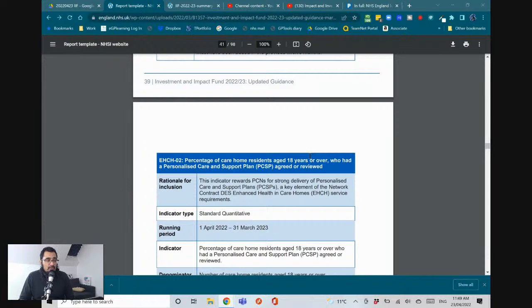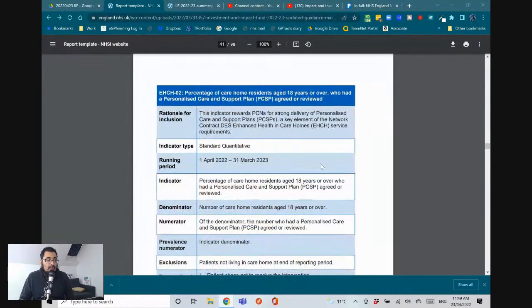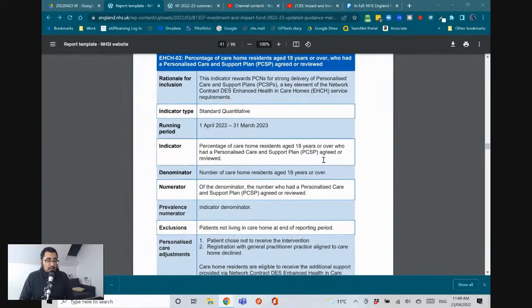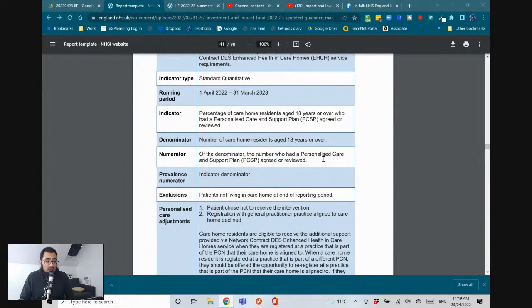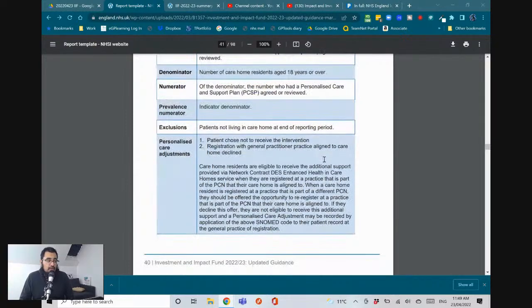EHCH02, percentage of care home residents aged 18 or over who have a personalised care support plan. So again, this is another standard quantitative indicator for this financial year, and the number of care home residents is the denominator. The numerator is those of the denominator who have had a personalised care plan indicated. Exclusions: patients not living in a care home at the end of the reporting period. Okay, so maybe some work to do at the end in March. Per PCA, so personalised care adjustments: patient chose not to receive the intervention, registration with general practice aligned to a care home declined. So if they're not wanting to be part of that care home and stuff.